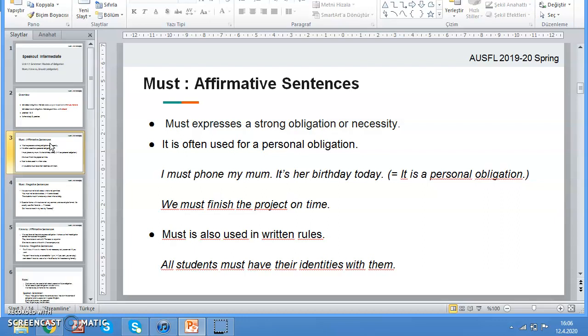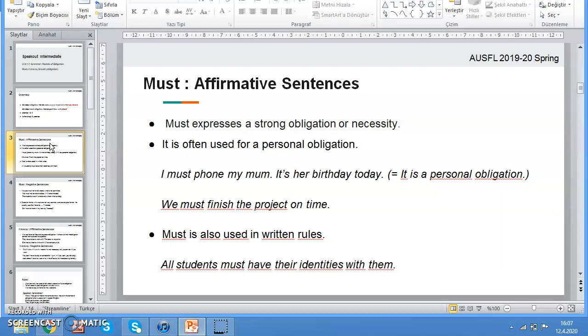Must expresses a strong obligation or necessity. It is often used for a personal obligation. Here are the examples. I must phone my mom. It's her birthday today. It is a personal obligation. Another example, we must finish the project on time. This is also a personal obligation.